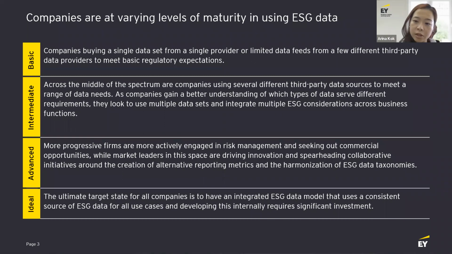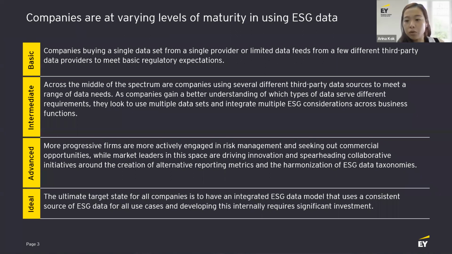Now, when we talk about ESG data, there are different levels of maturity within a company on how they actually source data. From the very first line, the basic, we'll see companies who buy single data sets from a single provider, or limited data feeds from a few different third-party data providers, to meet basic regulatory expectations. Moving down, the next tier is intermediate. What we see across the middle of the spectrum are companies using several different third-party data sources to meet a range of data needs. As companies gain a better understanding of which type of data serves different requirements, they look to use multiple data sets and integrate multiple ESG considerations across business functions.